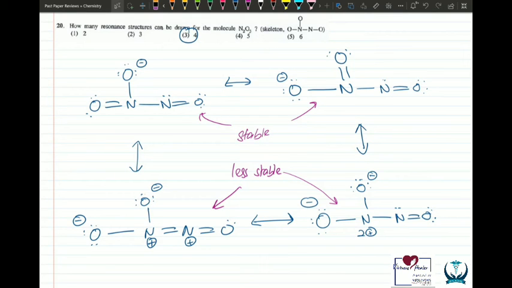So if the question had asked what are the stable structures, we have 2. But because they have asked how many resonance structures can be drawn, you have to include all the stable, unstable, less stable resonance structures as well. So in fact 7 resonance structures can be drawn for this with extremely unstable ones. But as an answer like that is not given, we go for this answer, which is answer number 3, which means 4 resonance structures.